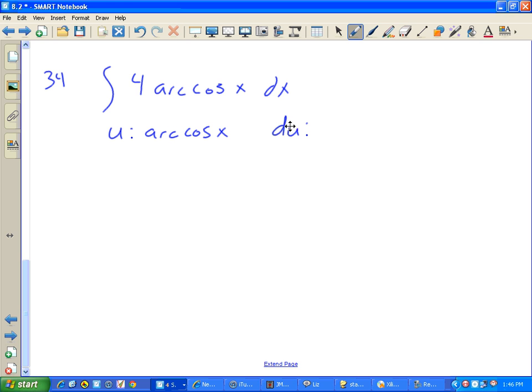So that makes du negative 1, because it's negative u prime, but my u is just x, so it's just negative 1 over the square root of 1 minus u squared. And my u is just x, so 1 minus x squared. So therefore dv is just the 4. The integral of that is 4x.